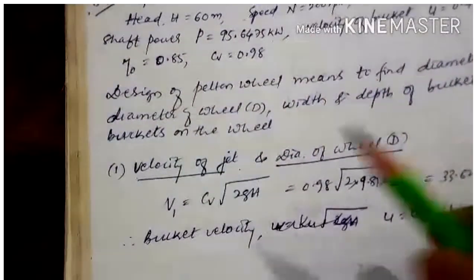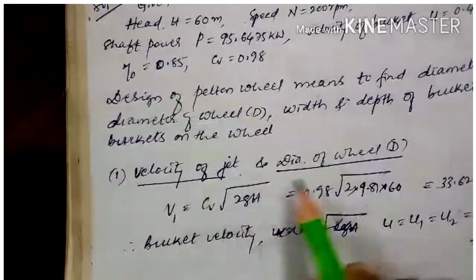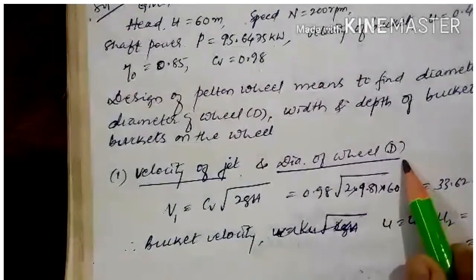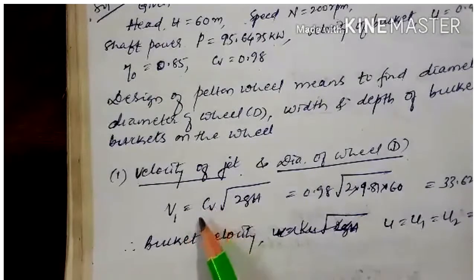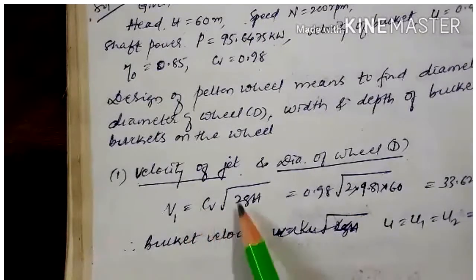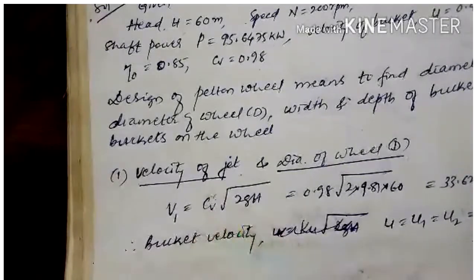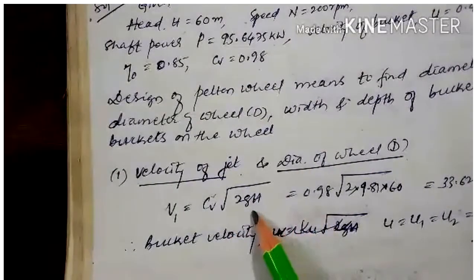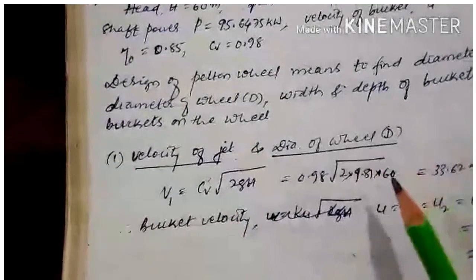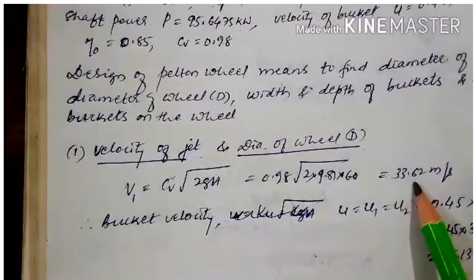So to calculate these things, let us first calculate the velocity of the jet and the diameter of the wheel, capital D. The actual velocity of the jet can be calculated as CV into root of 2gH. In this we know the value of CV and we know the capital H. Substitute the values here, g is acceleration due to gravity. Then we get the velocity of the jet as 33.62 meter per second.